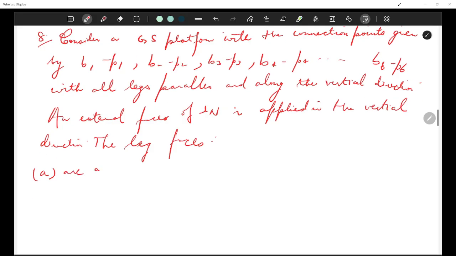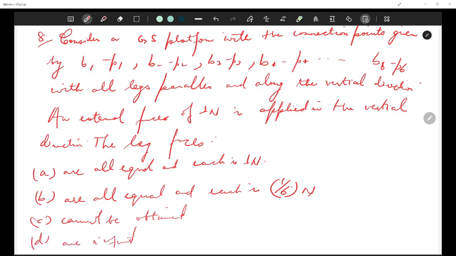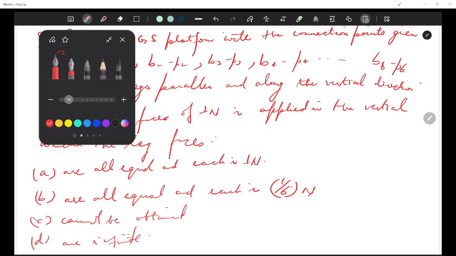are all equal and each is 1 Newton, are all equal and each is 1 by 6 Newton, cannot be obtained, and the last option is are infinite. I think this is a very simple question and you should be able to answer.